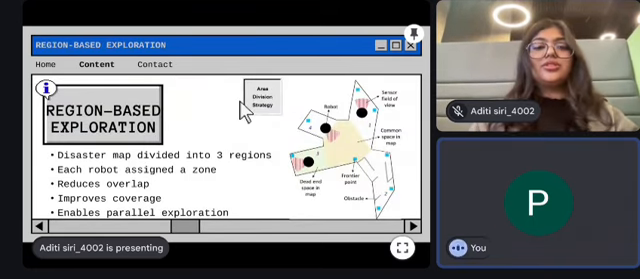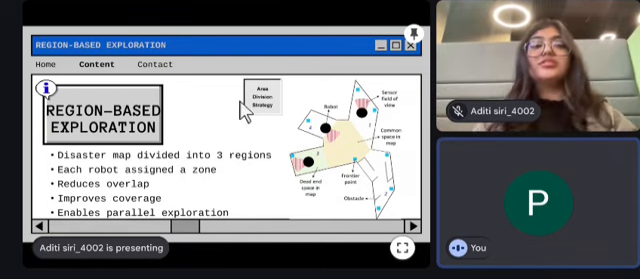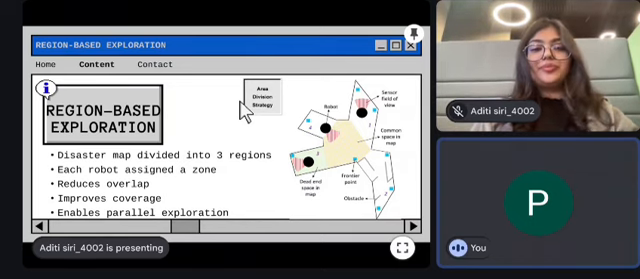As mentioned, the region is divided among the robots, and the search will be updated among each robot, and they take decisions collectively. This reduces overlapping and enables parallel exploration.